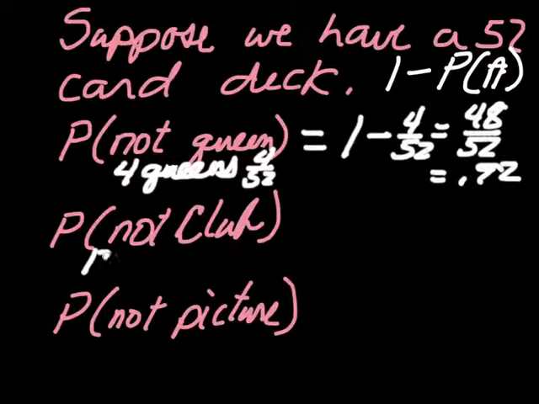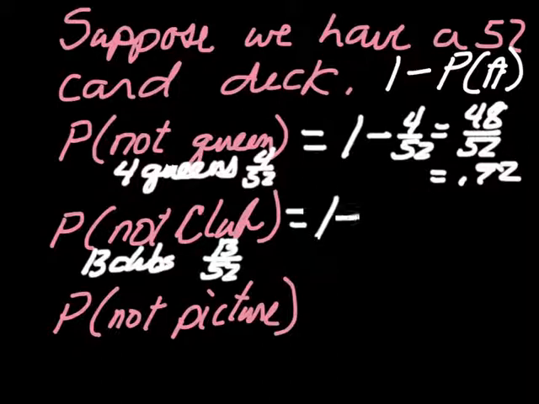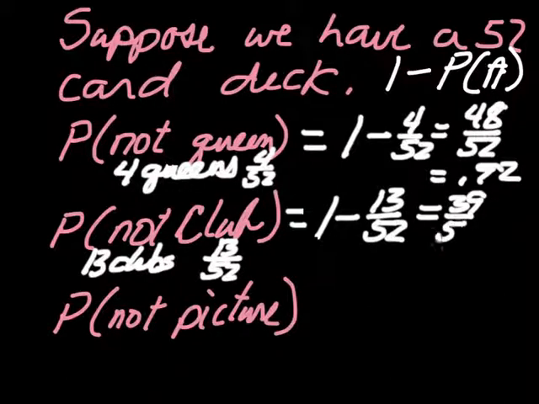So what about clubs? Well, I know that there are 13 clubs in the deck. Since there are 13 clubs, the probability of getting a club is 13 out of 52. So the probability of not getting a club is 1 minus 13 out of 52, which is 39 out of 52, or about 75%.